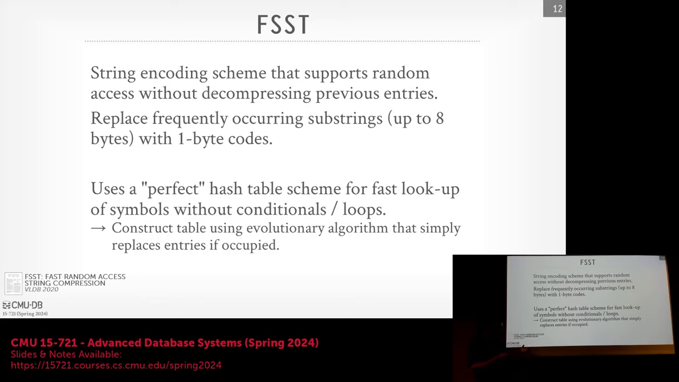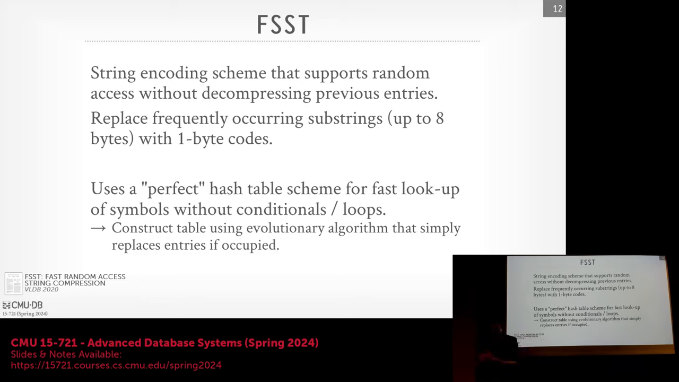So the way they generate the symbol table is actually kind of interesting, right? Because it's sort of an NP-complete problem to figure out the optimal set of symbols that will produce the smallest number of codes and the most compression benefit. So rather than doing dynamic programming or something more fancy, they just use what they call an evolutionary algorithm: anytime you think you have a good symbol as you're constructing the symbol table, they'll put it in this hash table. If an entry's already there, they kick it out.